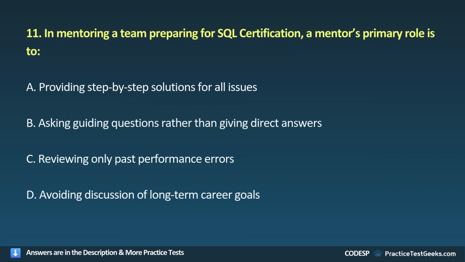11. A key mentoring strategy for fostering independent problem-solving is A. Providing step-by-step solutions for all issues. B. Asking guiding questions rather than giving direct answers. C. Reviewing only past performance errors. D. Avoiding discussion of long-term career goals.